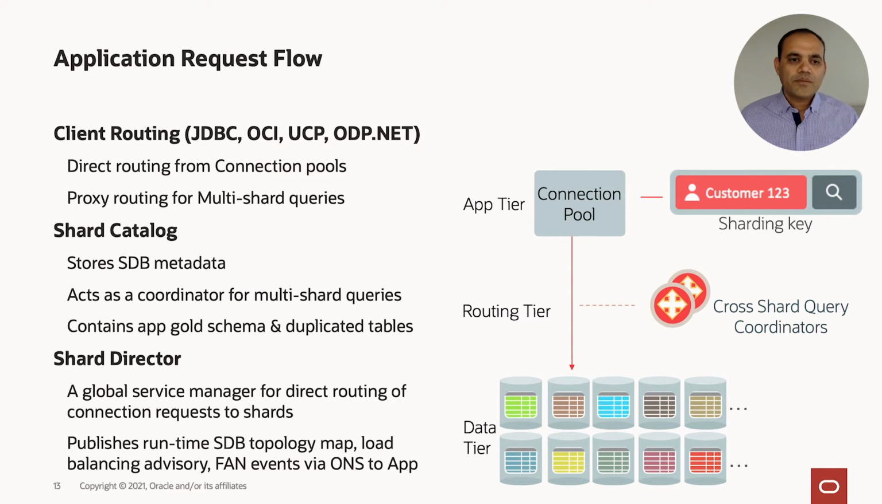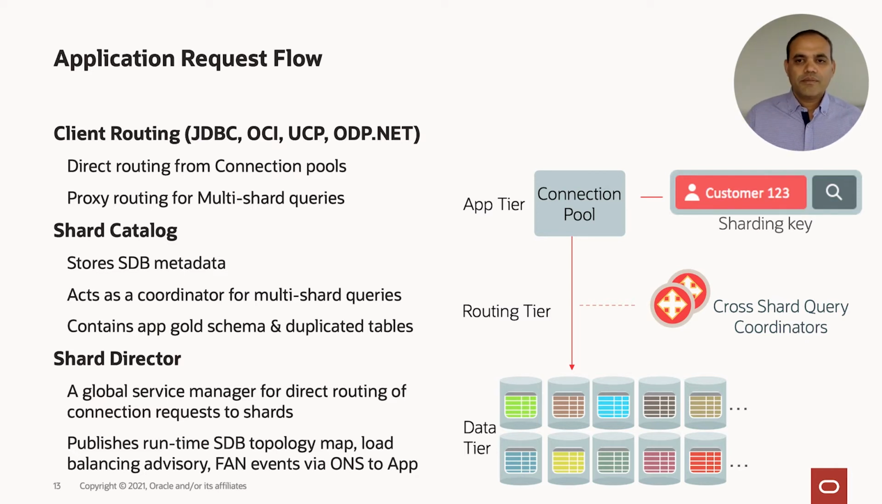What we have is another component called shard director. So the application connects to the shard director, and based on the query patterns, if there is a sharding key available, the shard director routes that query directly to the shard where the data resides. We call this direct routing.